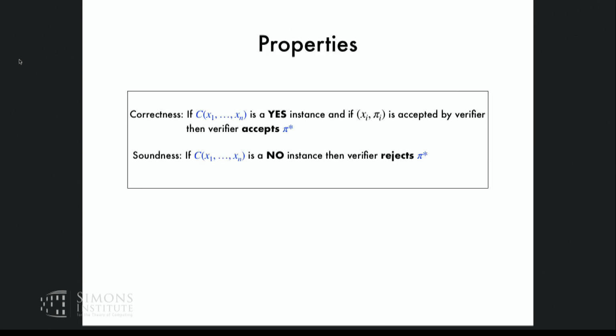Again, what are the properties we need? It's the same as before. As long as the original proofs were accepted by the verifier, we want the new proof to also be accepted by the verifier. And similarly, we want the property that if an instance is a no instance, then it should be rejected by the verifier. Sorry, there should be another bit B here. It's a typo.